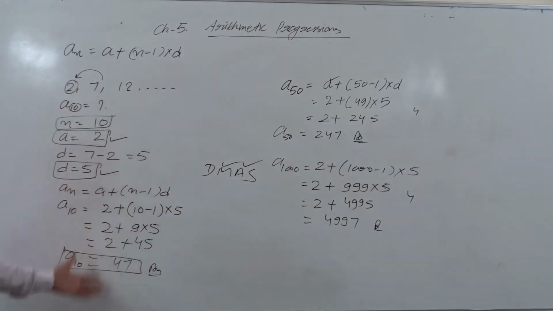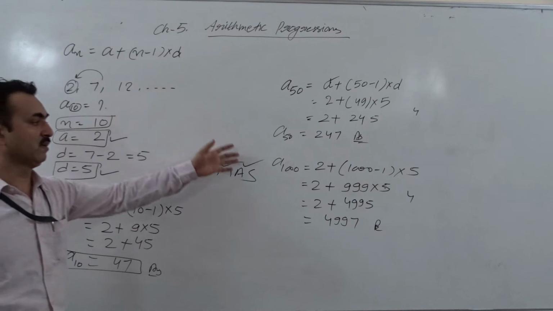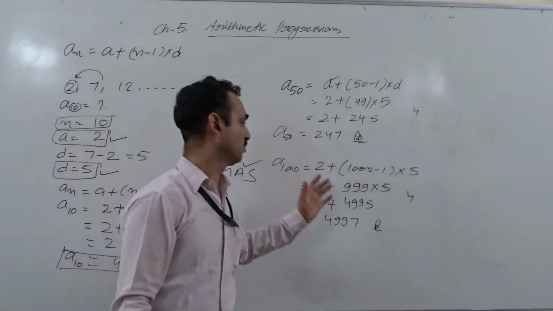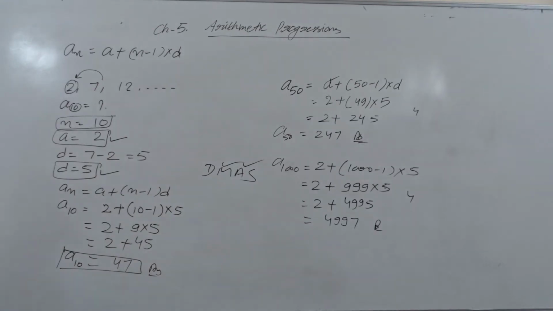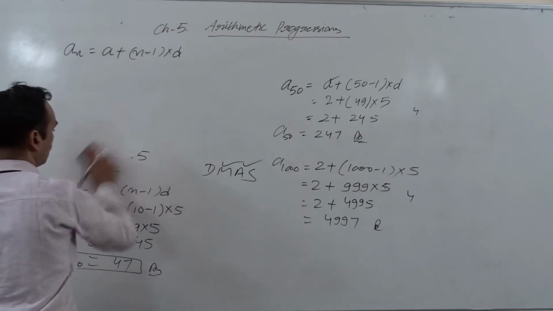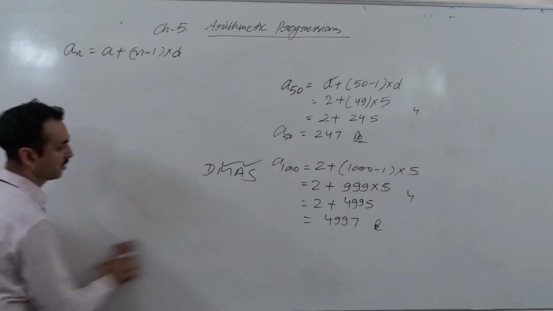So this is very simple. You just have to find how to find A, how to find D, and what the value of n is. The value of n you will get from which term you have to find. So do practice and you can understand better. Let's take some more complicated questions so you can understand better.